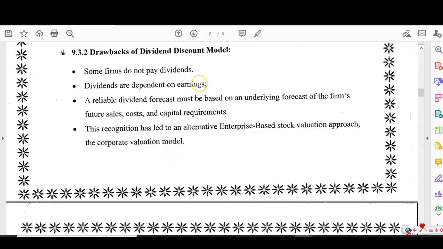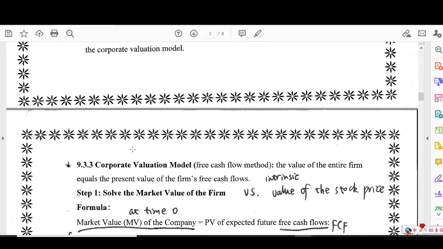For some firms, we cannot use the dividend discount model. Depending on their payout policy, they may or may not pay out dividends. Sometimes they do not do well in some years, so they don't have dividends to pay out. So we have this alternative approach, the corporate valuation model.